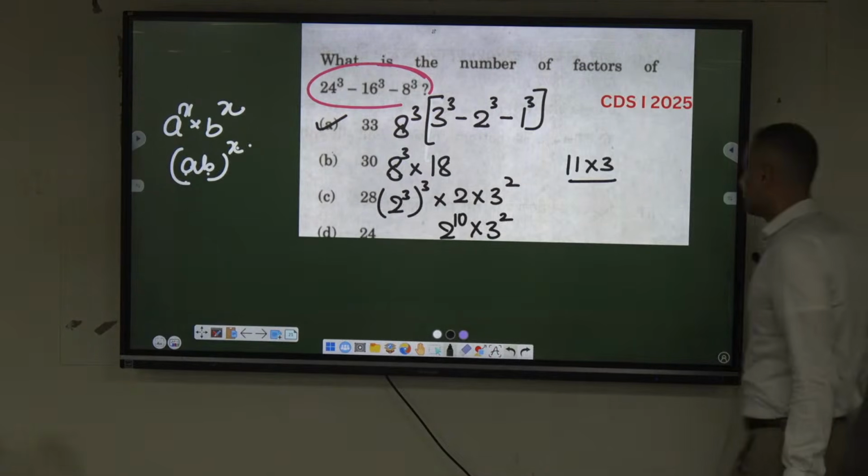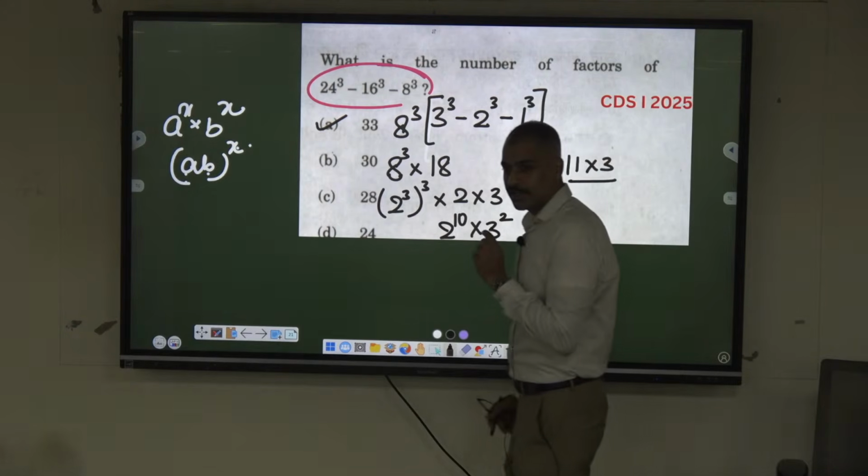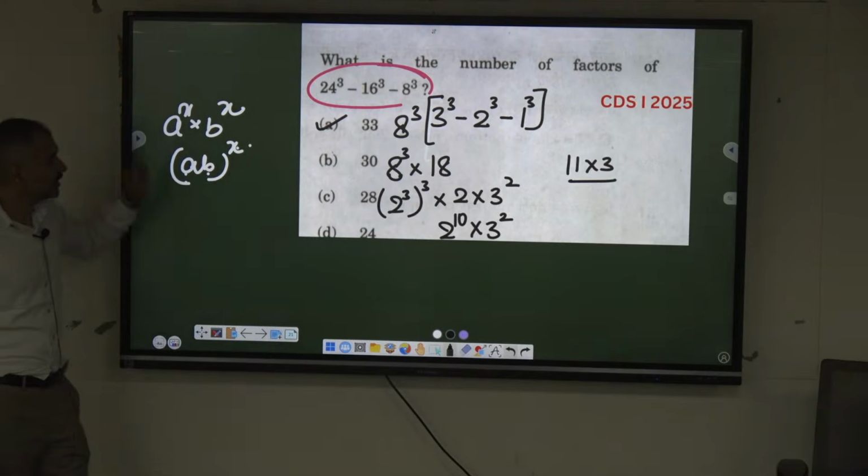Number of factors will be whatever the powers you are having, plus 1 you do. Okay, 10 plus 1 into 2 plus 1. Reduce them into prime factors.